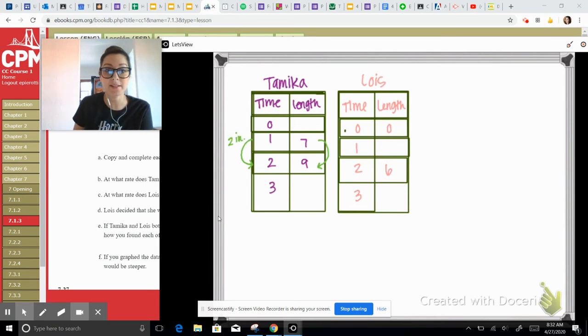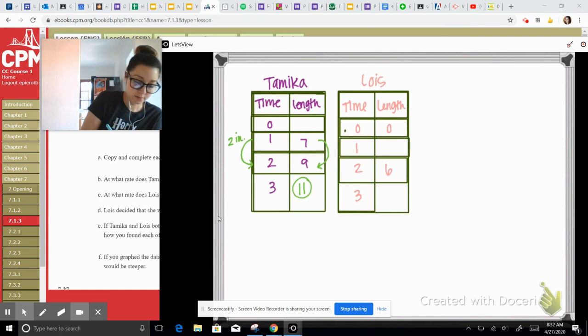Okay, so that means that Tamika's unit rate is 2 inches per hour. So that means in 3 hours, she's going to have 11 inches on her scarf because we're just adding 2 inches each time. So going backwards, that means that when she started with Lois, she had 5 inches on her scarf.